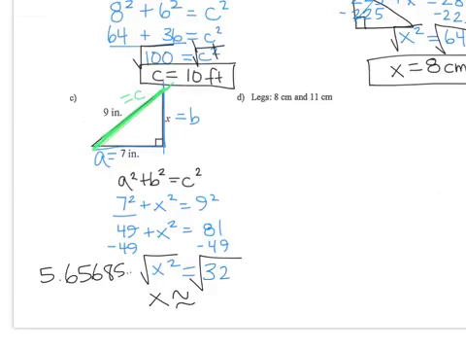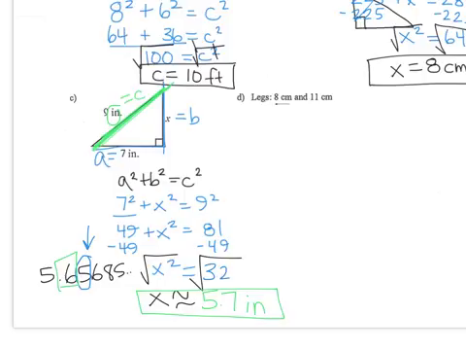5.6568. Now this is an irrational number. There's no pattern to it. So the direction said to round to the nearest tenth. So to round to the nearest tenth, I look at this number right here. It is 5. It makes this number go up. So the answer is approximately 5.7, and my units are inches.